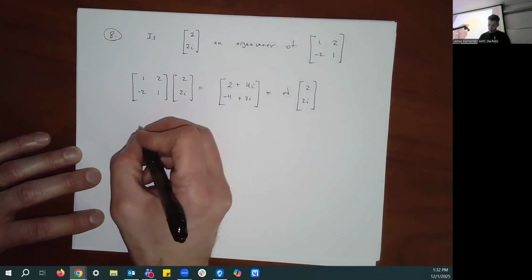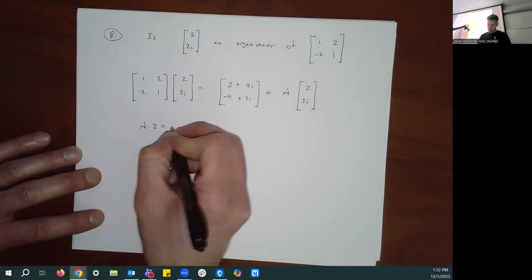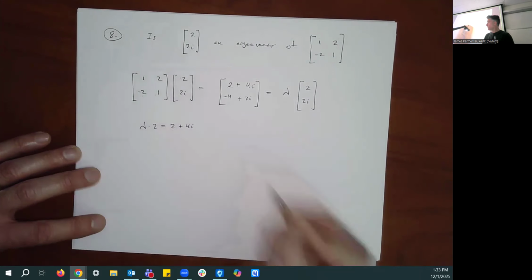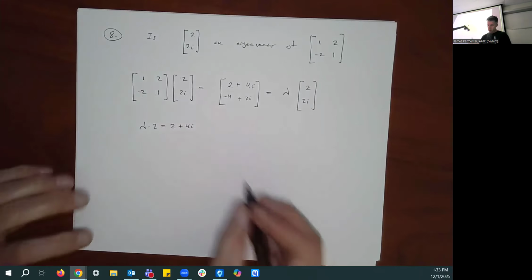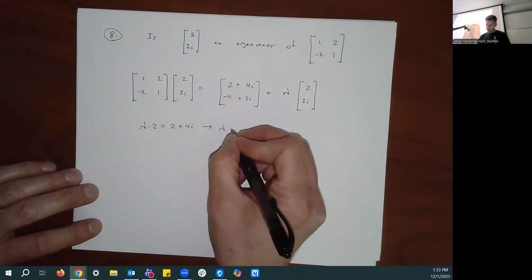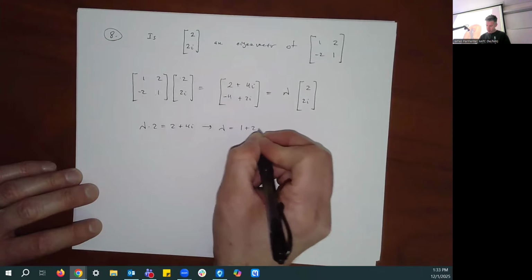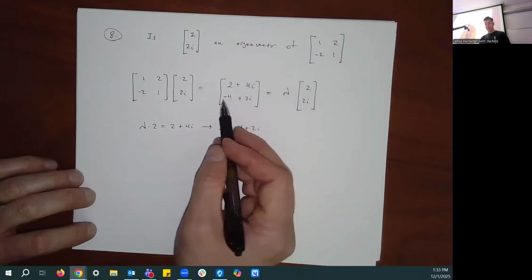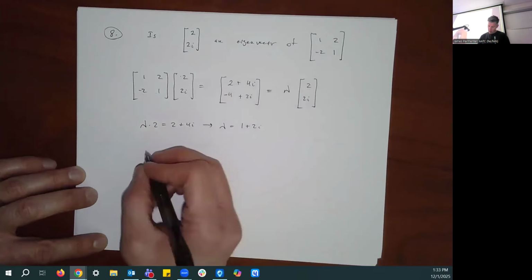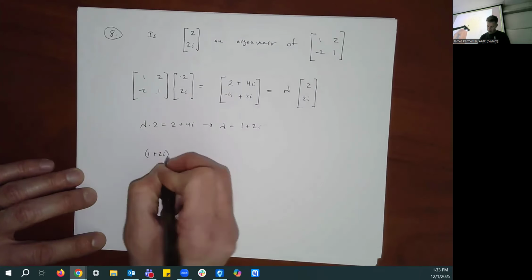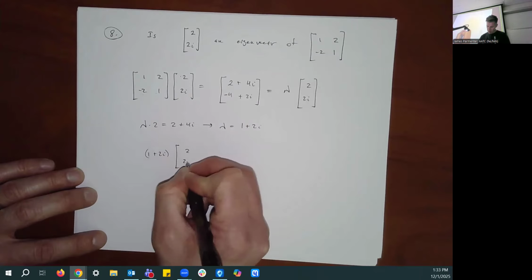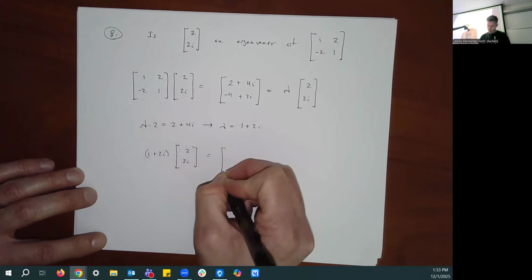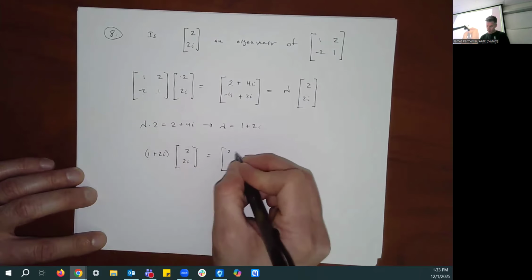Well, let's write that down. Lambda times 2 equals 2 plus 4i. If I divide both sides by 2, lambda would have had to have been 1 plus 2i. So then the question is, if lambda is 1 plus 2i, am I going to get the bottom part right? Let's find out. So 1 plus 2i times 2, 2i. We know the top part's going to be 2 plus 4i.